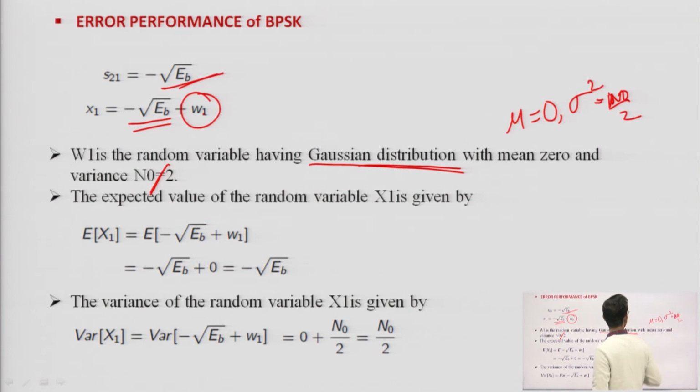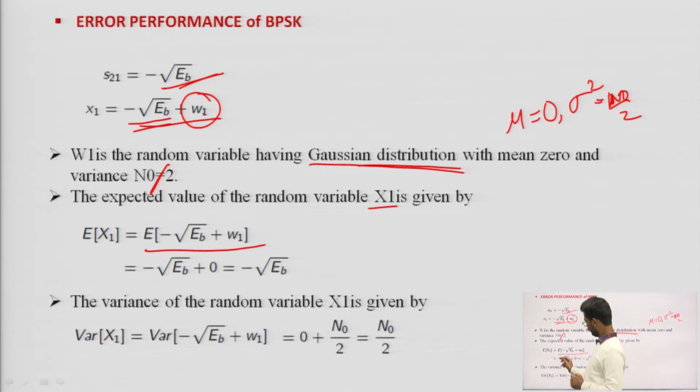Sigma square is the variance, and sigma is nothing but the standard deviation. Now the expected value of the random variable x1: whenever the random variable concept comes, first we calculate the expected value or mean and the variance of that random variable. So the expected value of the random variable, E of x1, is the expectation of minus root Eb plus W1.